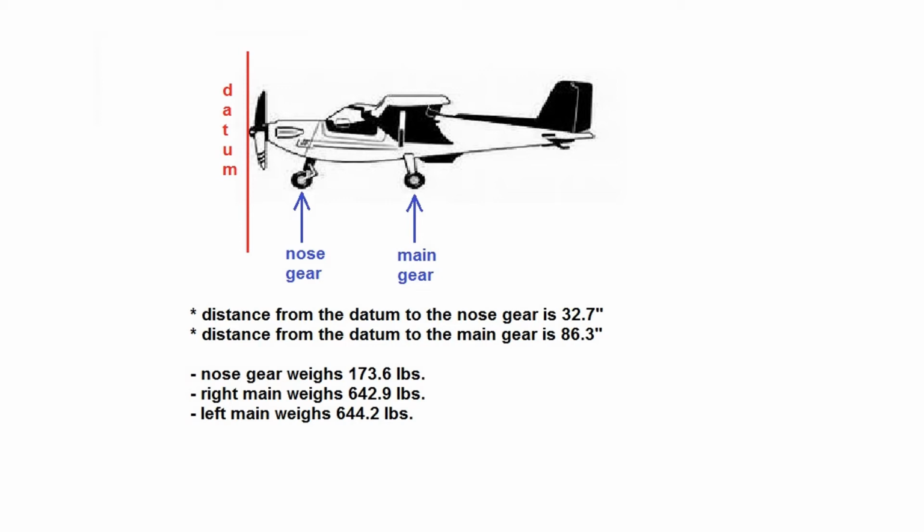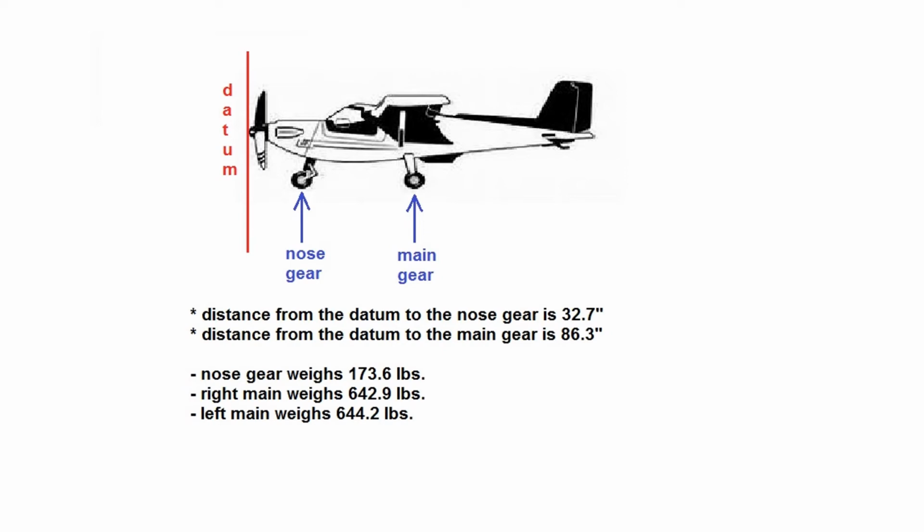Now let us do a weight and balance calculation for a typical light airplane. In this particular airplane, the datum is located at the forward tip of the spinner. The nose gear is located 32.7 inches aft of the datum. The main gear are each located 86.3 inches aft of the datum.